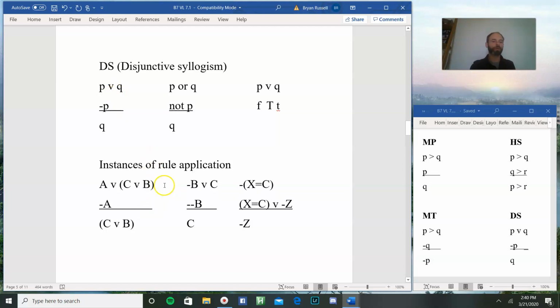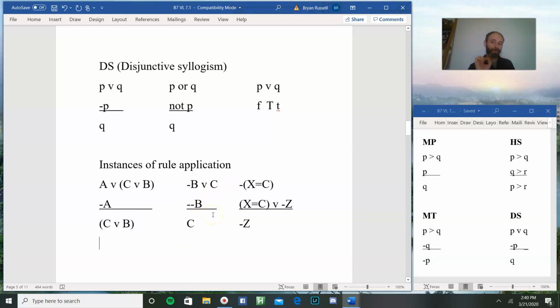All right, so let's take a look at some instances. Here we have A or, in parentheses, C or B. The main operator here is this wedge right after the A. On line 2, we know A is not the case. So what has to be the case? Well, everything after that wedge: C or B.